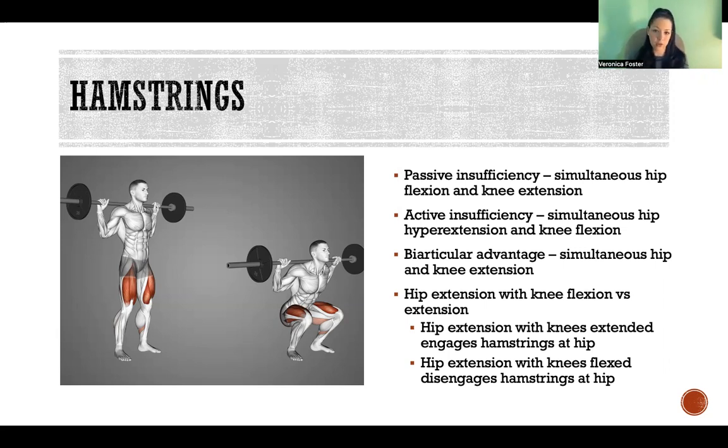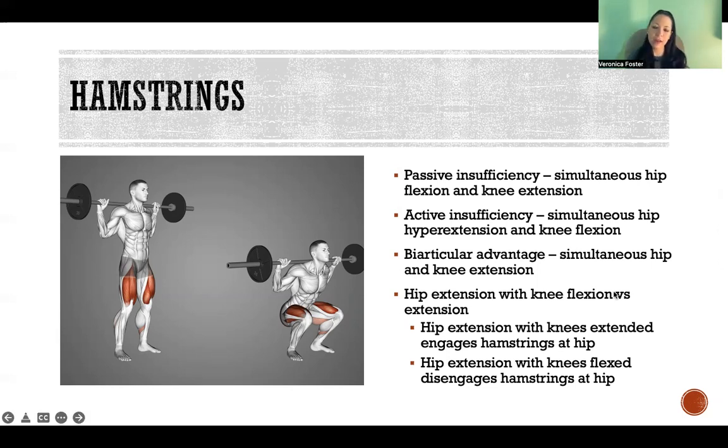And that's passive insufficiency. Active insufficiency is the opposite problem when the muscle cannot shorten to a great enough extent to be able to cause the two actions at the same time. So in the case of the hamstrings, that would be simultaneous hip hyperextension and knee flexion at the same time. Okay, so if we've got the hip in a hyperextended position, that is going to limit how much knee flexion we're able to achieve or how much strength we're able to put into that knee flexion.